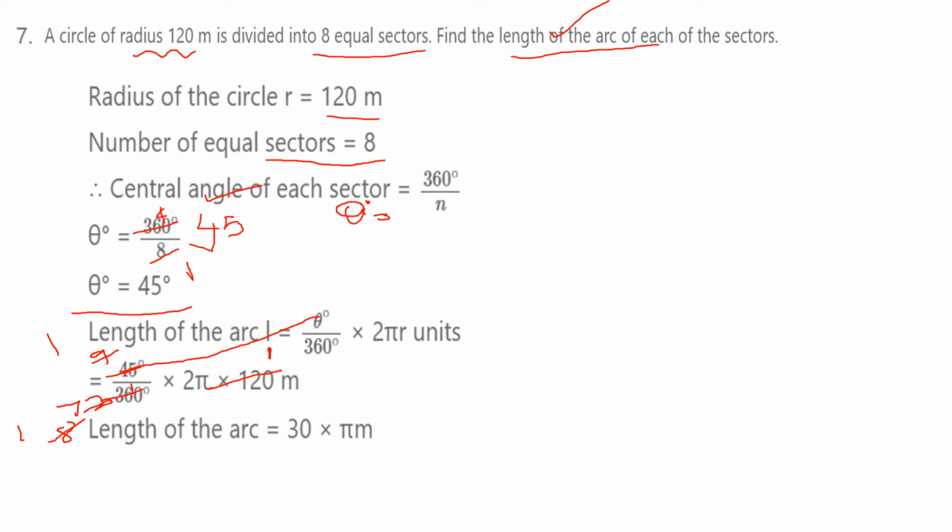Remaining 4, 40, 5 8s are 40. And multiply 2 into 15, 30 pi meter. So answer is 30 pi meter. You can also multiply with 3.14, that answer is also correct. Okay.